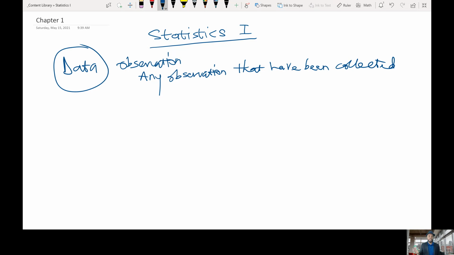So Monday, I collect this data. Tuesday, I collect the same data at a particular time of the day. Now, that's an observation. So any observation that have been collected. So we collect it. What do we do? Now, what do we do with data? One of the things we do is we collect it.